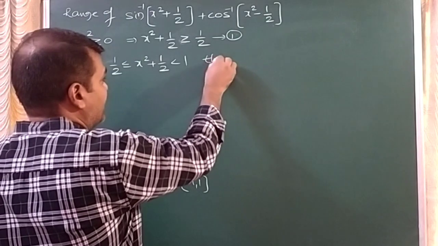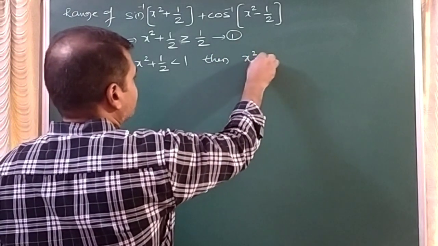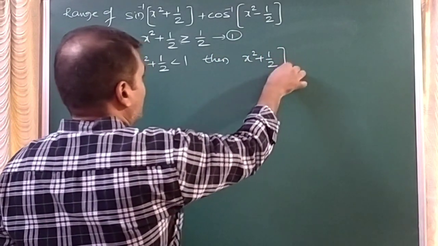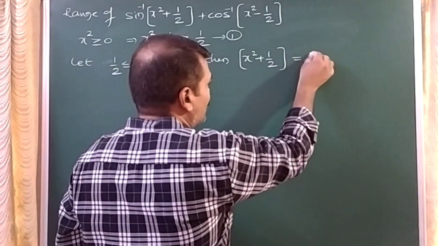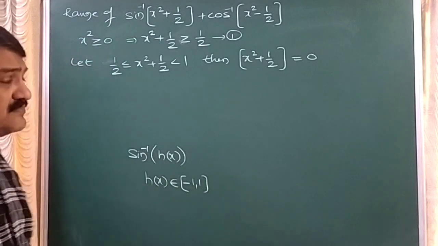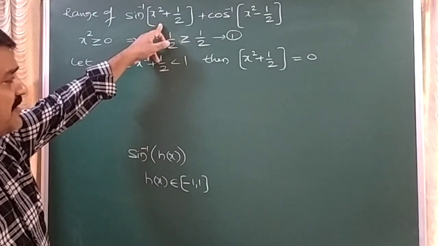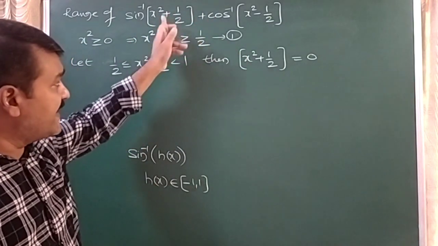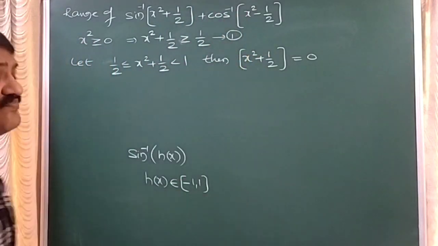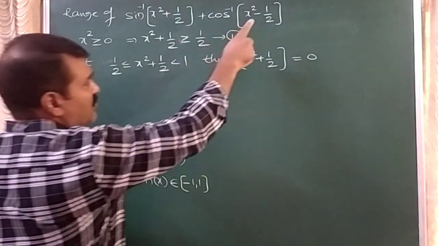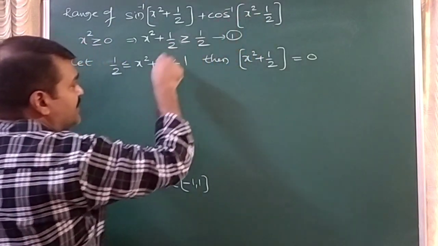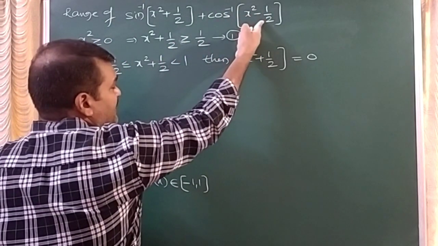Then what is the step value of this one? The step value between 1/2 and 1 is always 0 only. So step of x² + 1/2 is 0. Okay, let us find this now. You have the interval for x² + 1/2. You want this interval. So from this one, how to find this interval?